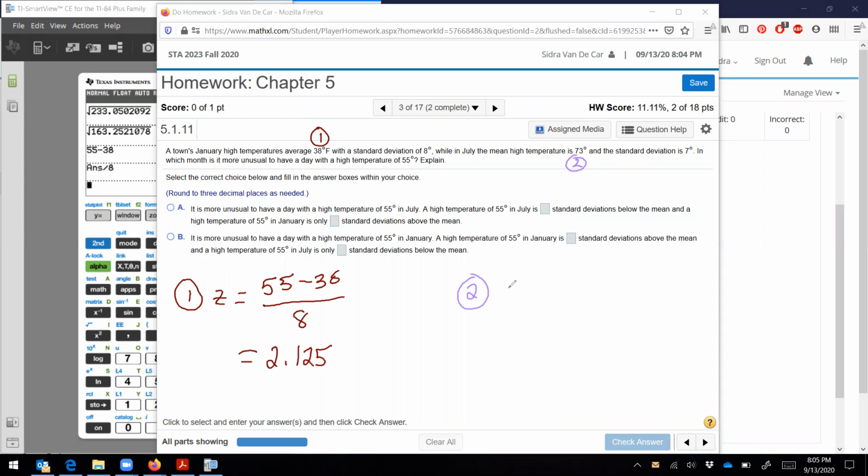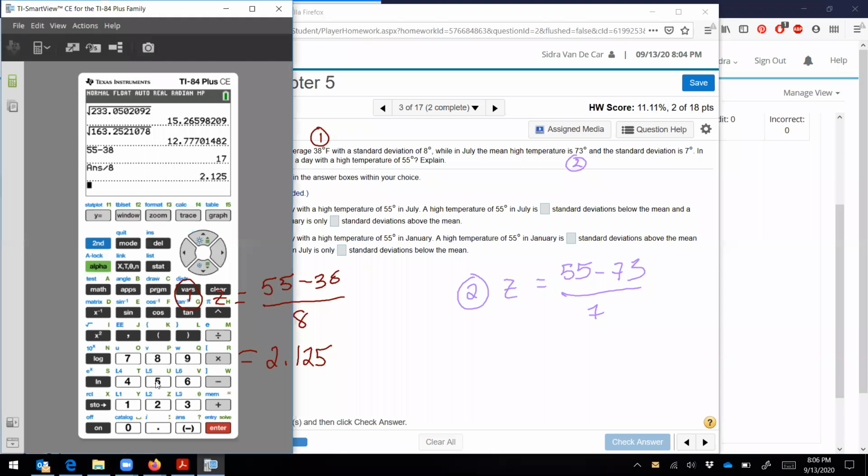Now, let's do the second one as a z-score. So z is equal to the same score, 55, but this time I'm subtracting the temperature of 73, which is the average, over the standard deviation of 7. Going back over to our calculator, we go 55 minus 73, and then divide that result by 7, and we get negative 2.57.